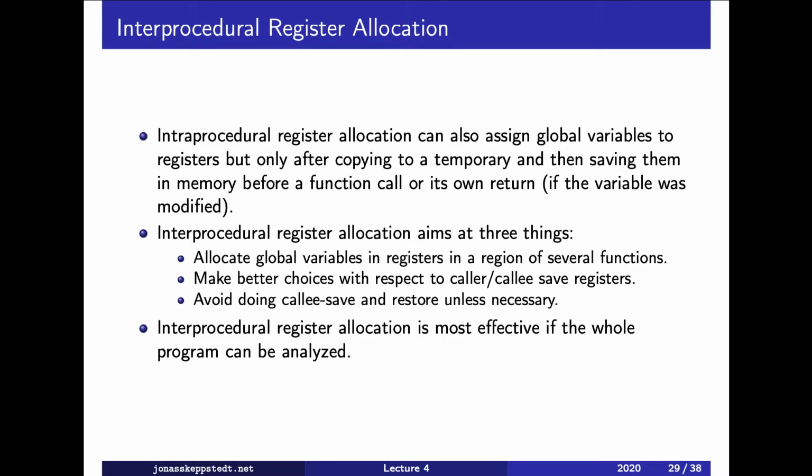Okay, so interprocedural register allocation aims at doing register allocation for global variables in a set of functions so that they don't have to be saved and restored at function calls. To do this, it's preferable, but not strictly necessary, to have the whole program available for analysis. Usually, some object files are not available, for instance, in system libraries.